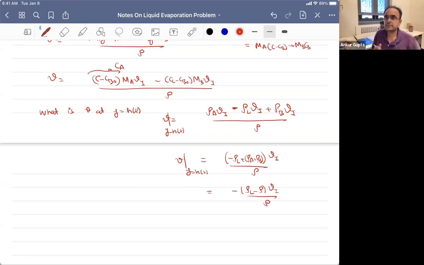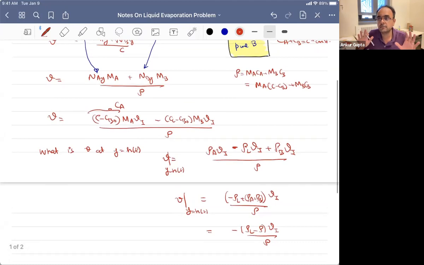So basically all I have done is simply find the mass average velocity given the molar fluxes of A and B in the y direction. At y equal to h of t, I just rearranged and wrote this in a more compact form, so it's not looking like a long expression. And why did I do that?